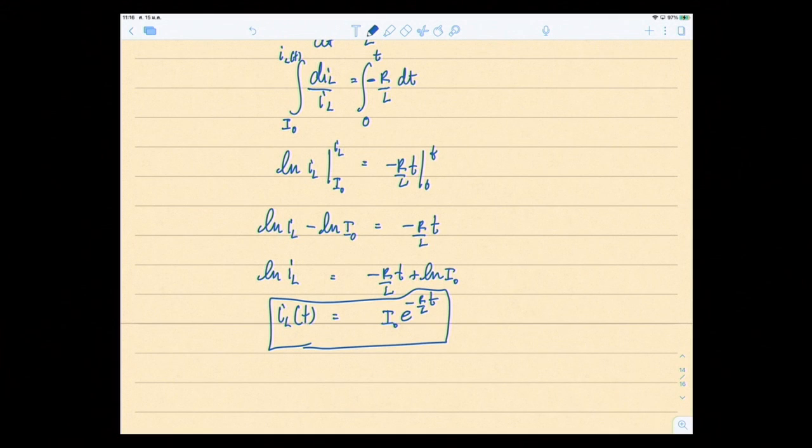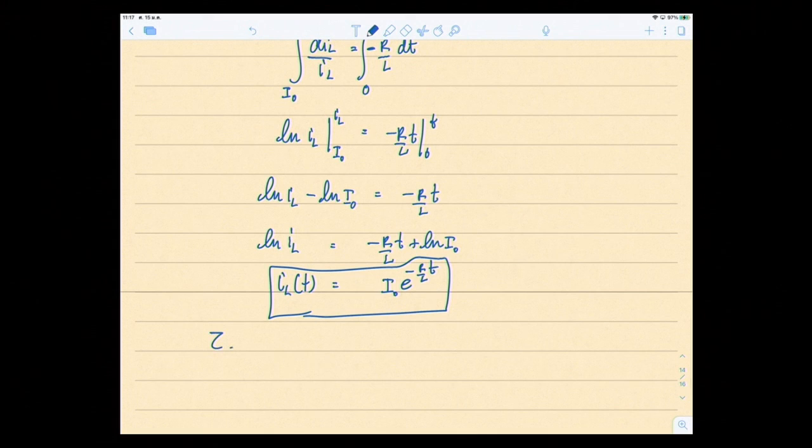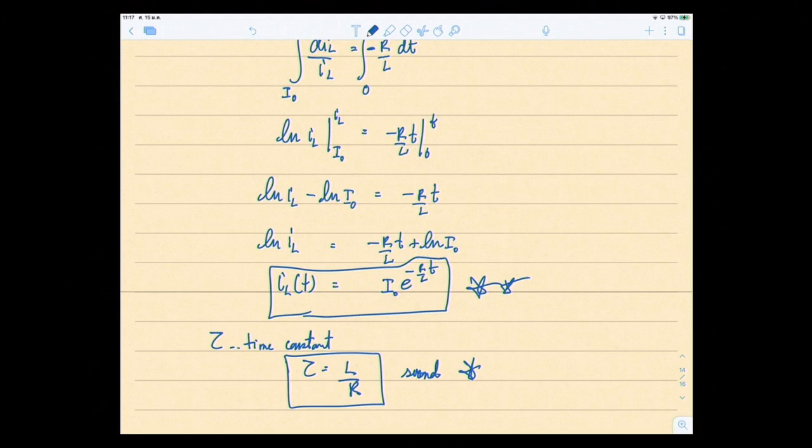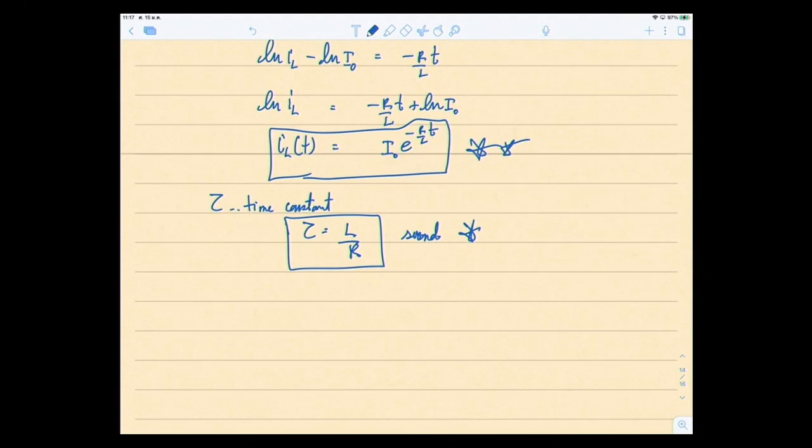The inductor is de-energizing. Similar to RC, we also have a time constant tau for RL. In this case tau is equal to L over R seconds. If you remember the process, you have to remember tau also. So let's look at an example.